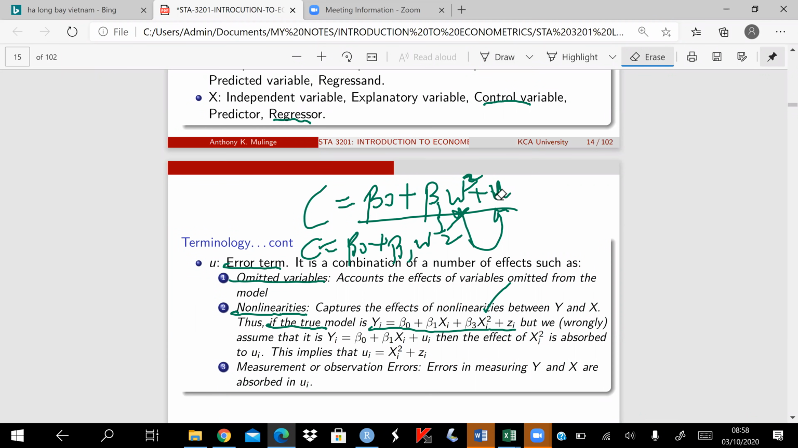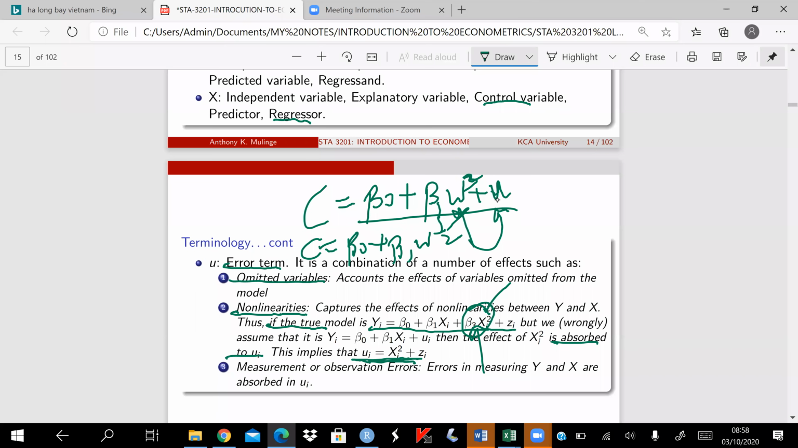where the error term here is called Z_i, but we wrongly assume that Y has a linear relationship with X. We wrongly assume a linear model like this one here. Then you see this term here has been omitted. So the effect of X squared is absorbed in the error term. So the effect of X squared, which is missing here, goes here. So that implies that your error term now looks like this, which is a systematic component, which is quadratic.